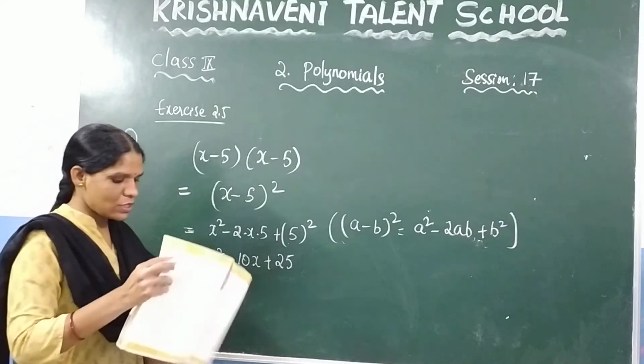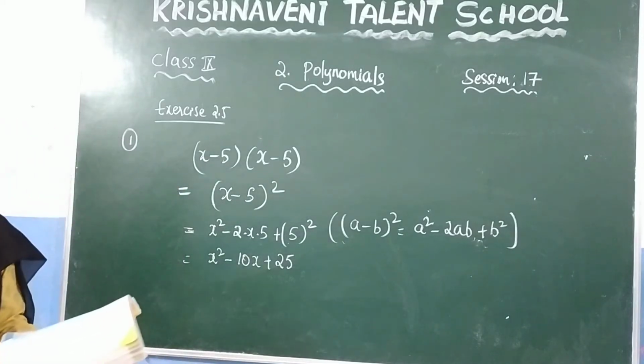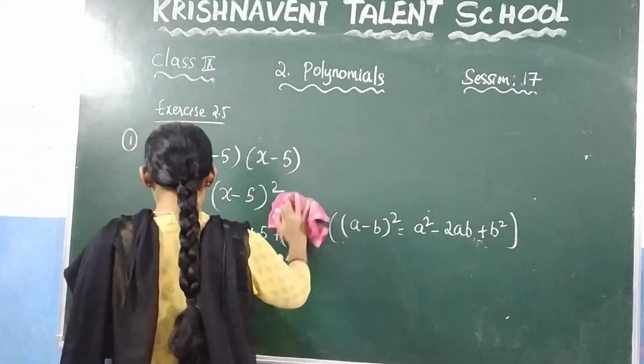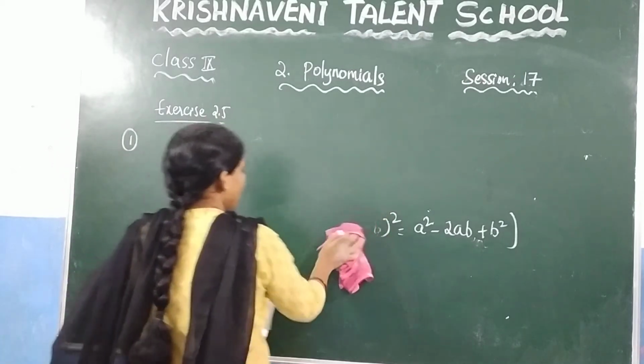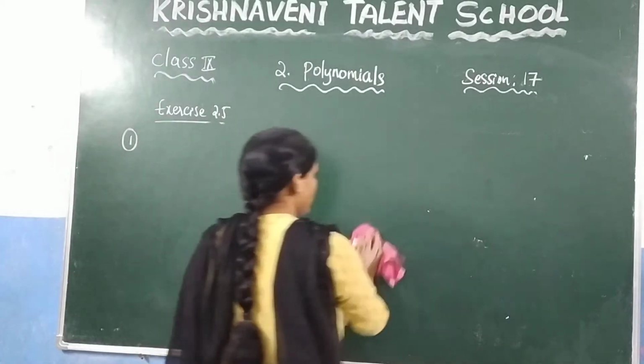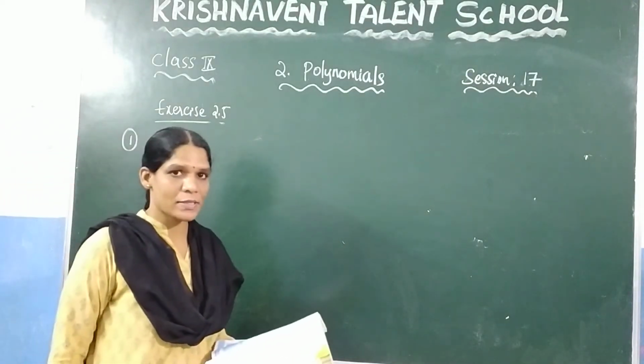Now see the next question. Here the third question is your homework. What is given? (3x + 2)(3x - 2). So it is in the form of what? (a + b)(a - b). And you know that (a + b)(a - b) is nothing but a² - b².